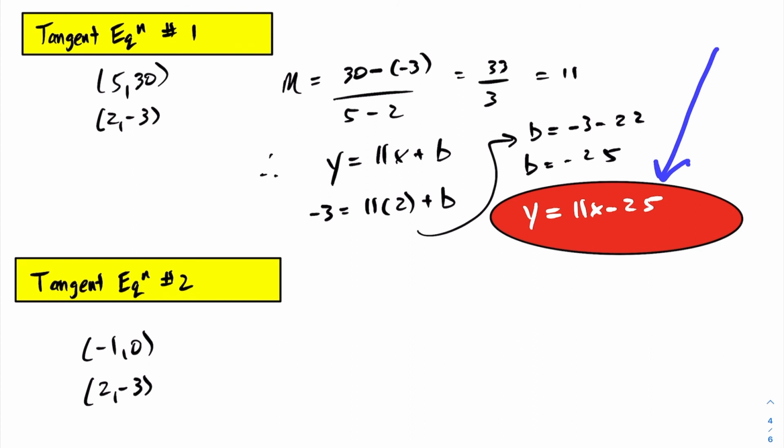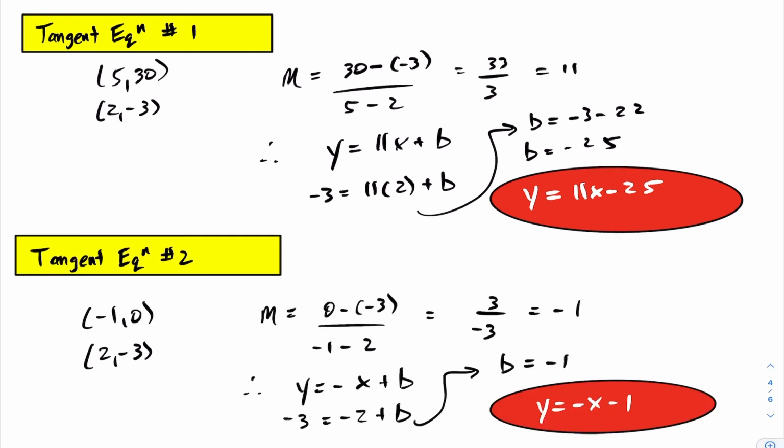Let's find the second. Going through the same process, doing our rise over run, we end up getting 3 over negative 3, which gives us a slope of negative 1. Subbing that into my y equals mx plus b, and again, you can choose either point. I just chose the same point again, (2, -3). Sub that in, you can find your y-intercept of negative 1, and therefore the second tangent equation is y equals negative x minus 1. All right, let's look at another problem.